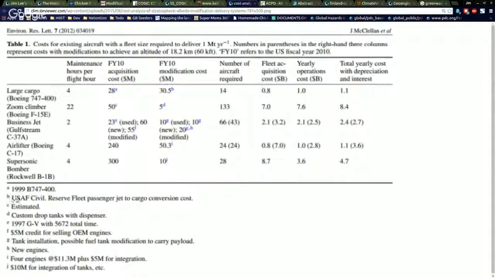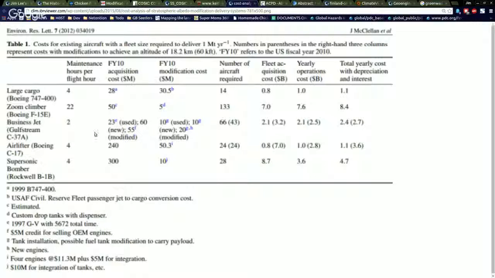B, U.S. Air Force Civil Reserve Fleet Passenger Jet to Cargo Conversion Cost. B, right there. Large cargo, Boeing 747, $30.5 million. Fiscal year 10, so I guess that would have been 2010, I guess by the figures. But anyway, he says right here, B.